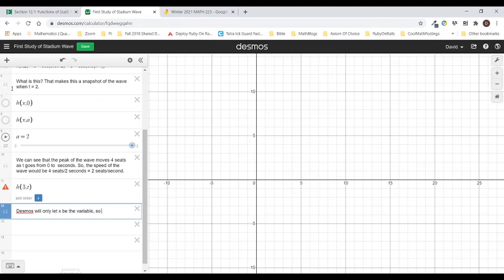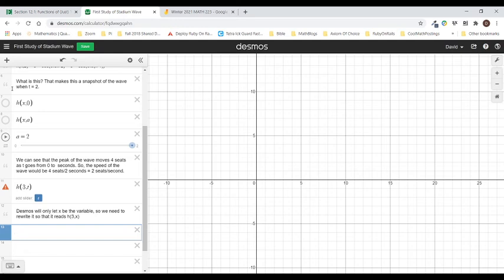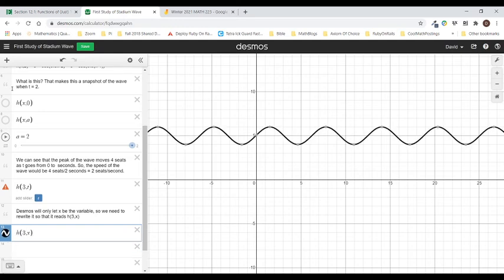So in order to make Desmos graph something, we need to rewrite it so that it reads h of 3,x. Now we really mean h of 3,t, but I'm stuck. I want to use technology for something. If I now write h of 3,x, I got the picture I wanted, which is great.